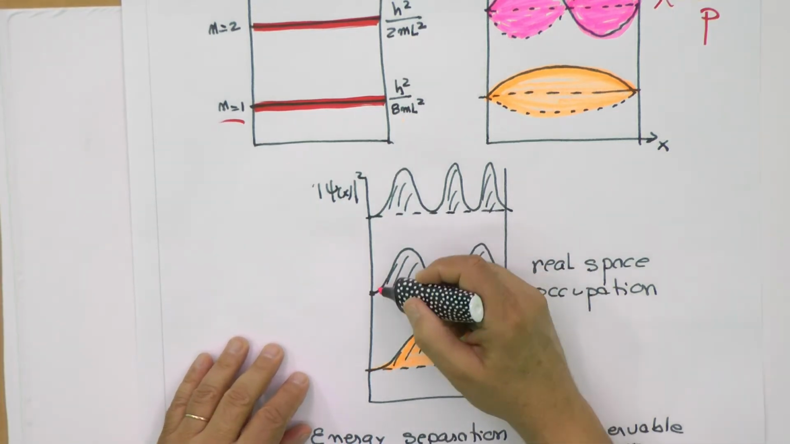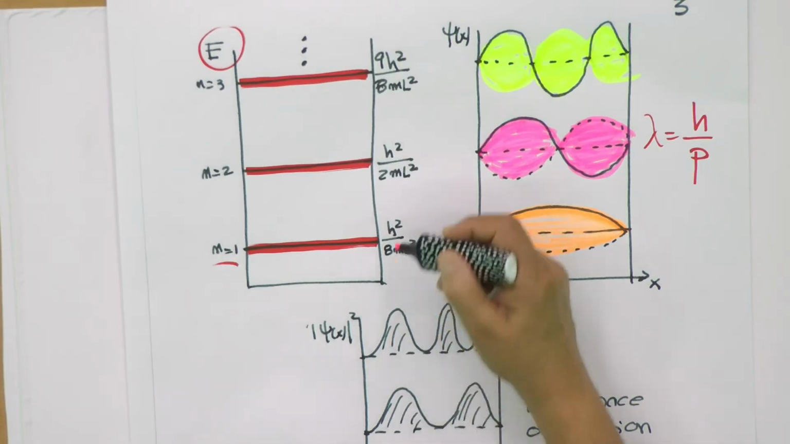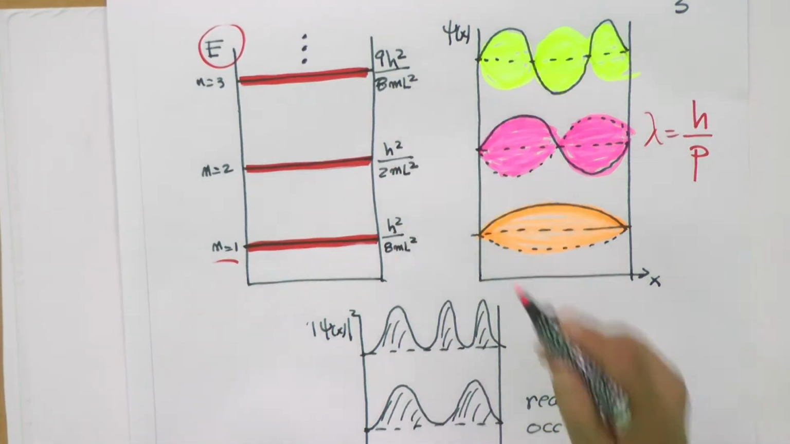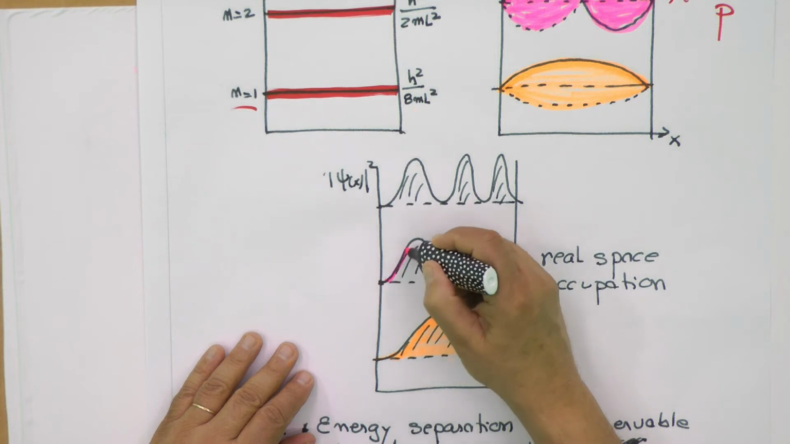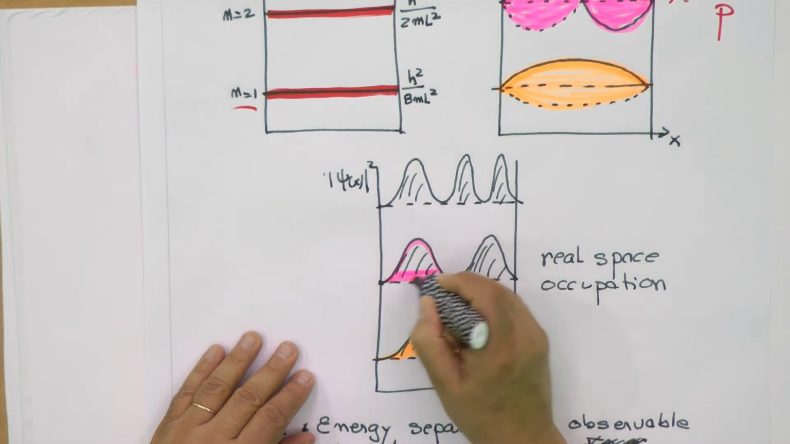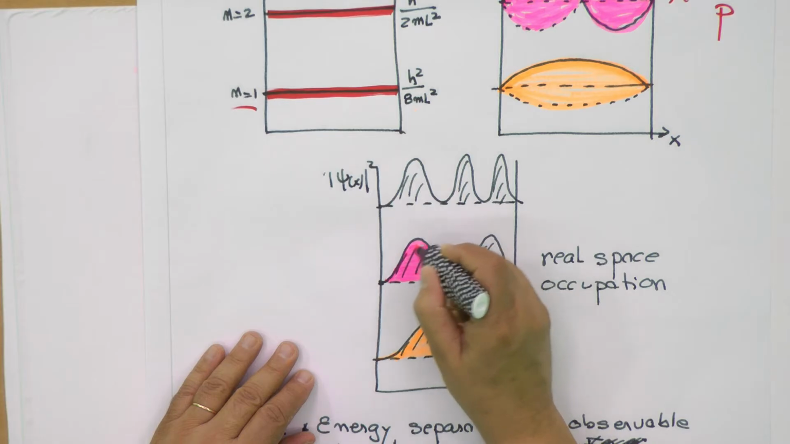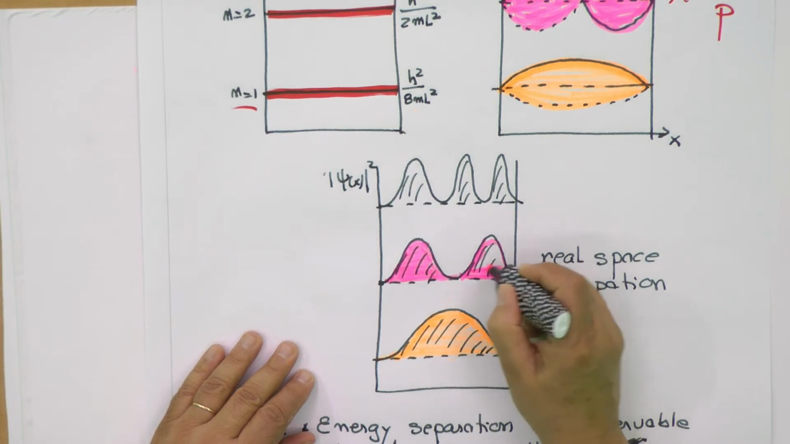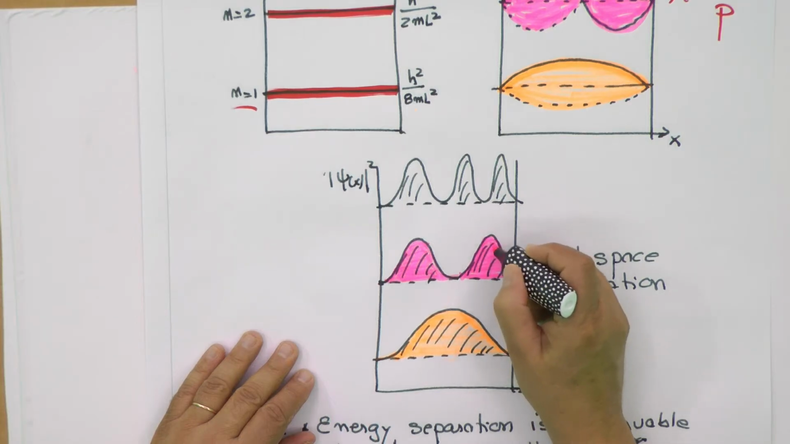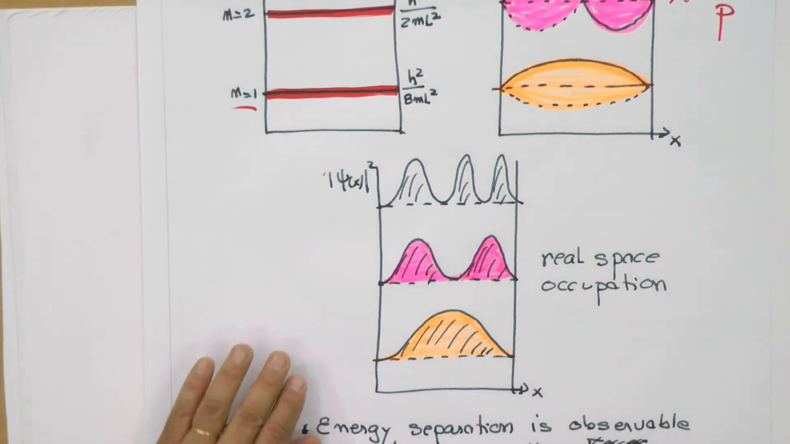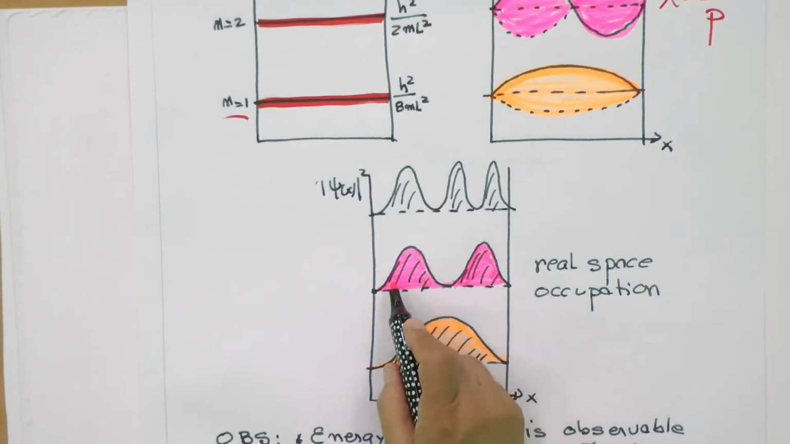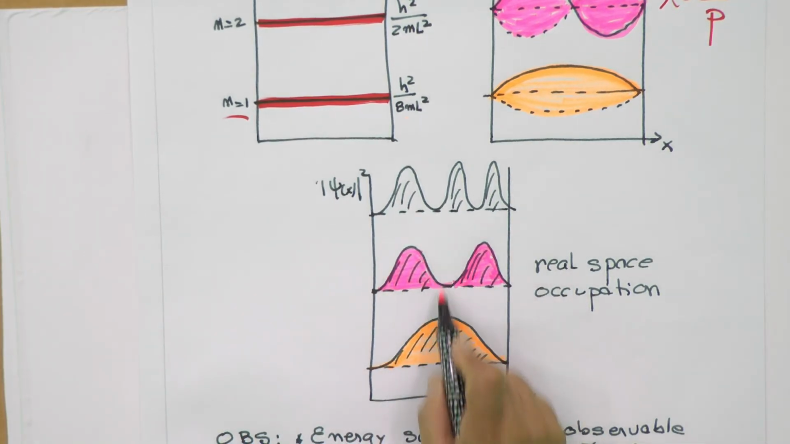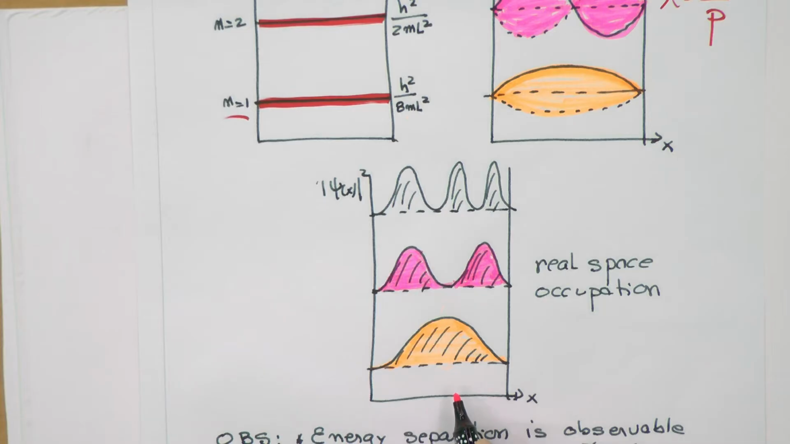If I look into the first excited state, this is the fundamental state, this is the first excited. What I get is very interesting. I have a node at the center. So the particle actually will be distributed in probability on both sides, but not at the center. Right? So it will be these two blocks.